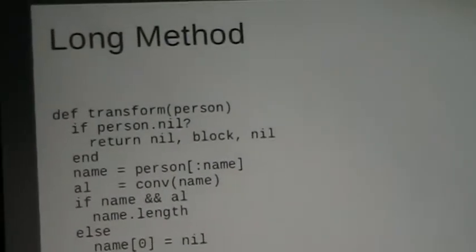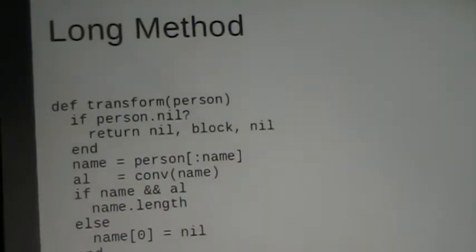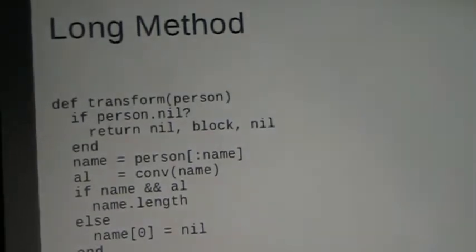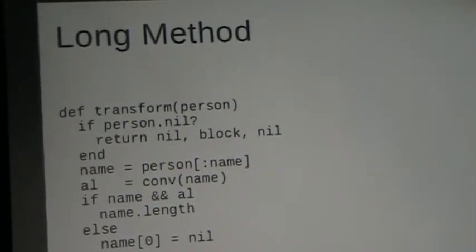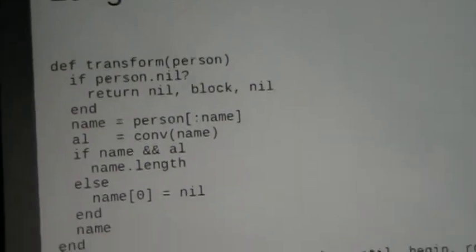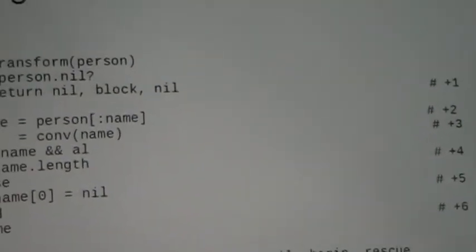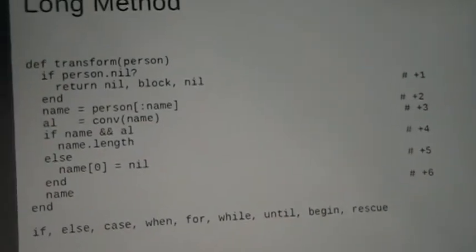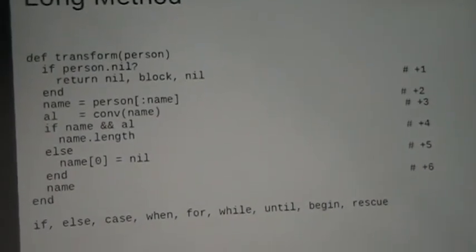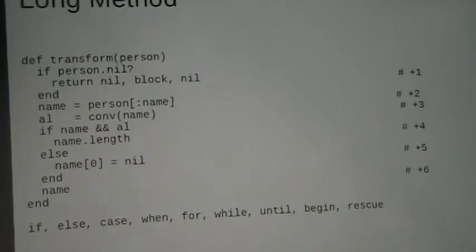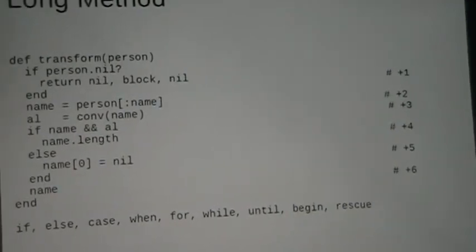Next is long method smell. It occurs when there's a large number of lines inside the method. The only lines that are checked in this smell are the simple statements. The control structures, such as if, else, or iteration, are not counted.